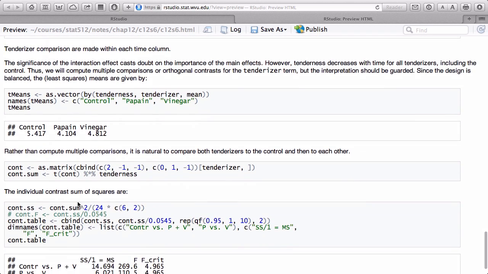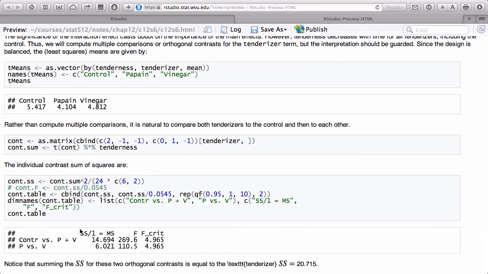And so, if I continue down, there's one other thing I did here. What you really have is a control, and then you have two tenderizers. So suppose you want to make two contrasts. One is the control versus the two tenderizers, and then the next one is one tenderizer versus the other. So what I have down here is the control versus P plus V. The control, of course, is the control, and then P is propane, and V is vinegar. And then I have P versus V.